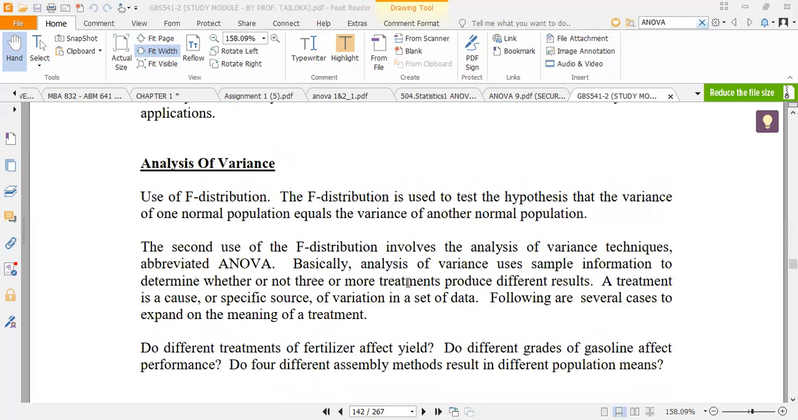ANOVA is used in a lot of instances. There's what we call one-way ANOVA and a two-way ANOVA. The table that is used in analysis of variance is called the F distribution table. This one is used to test the hypothesis that the variance of one normal population equals the variance of another normal population. The second use of the F distribution mainly involves analyzing the variance techniques.